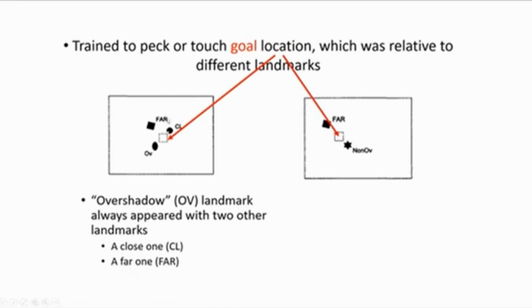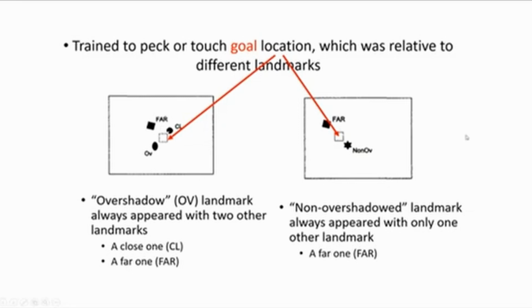So here we have a far landmark, which is far enough away that it shouldn't overshadow. And then we have a close landmark, the CL, that should be closer to our goal location and that might overshadow what we learn about this OV landmark. For our non-overshadow groups, we would have a non-overshadowed landmark, the little triangle thing here. And this landmark only appeared with one other landmark type, and that's the far landmark.